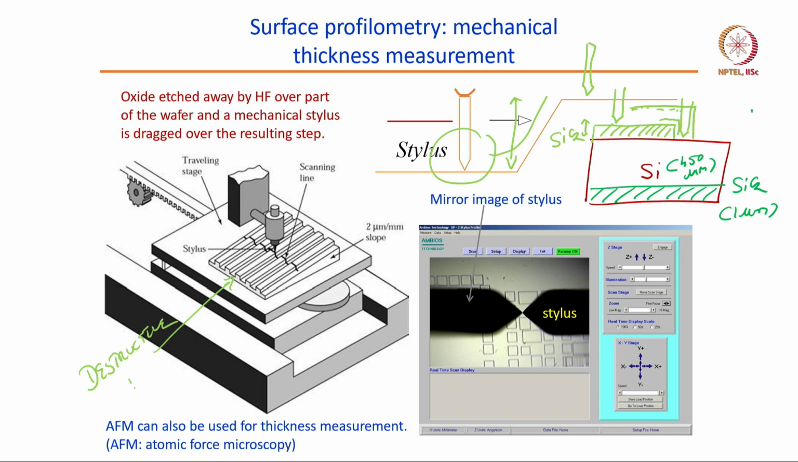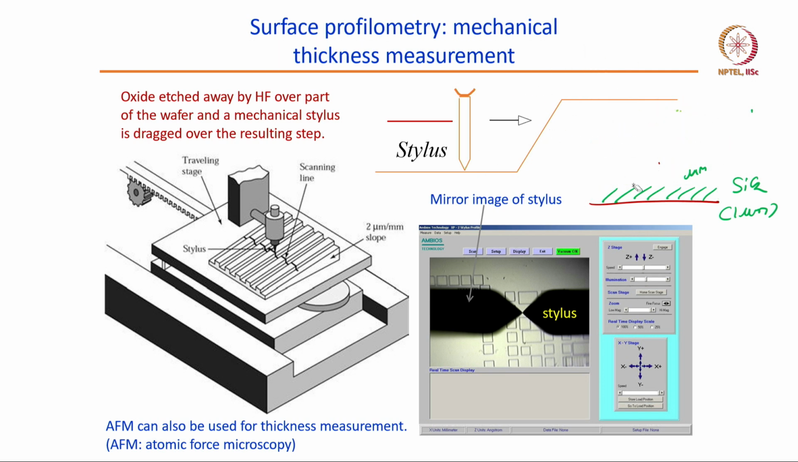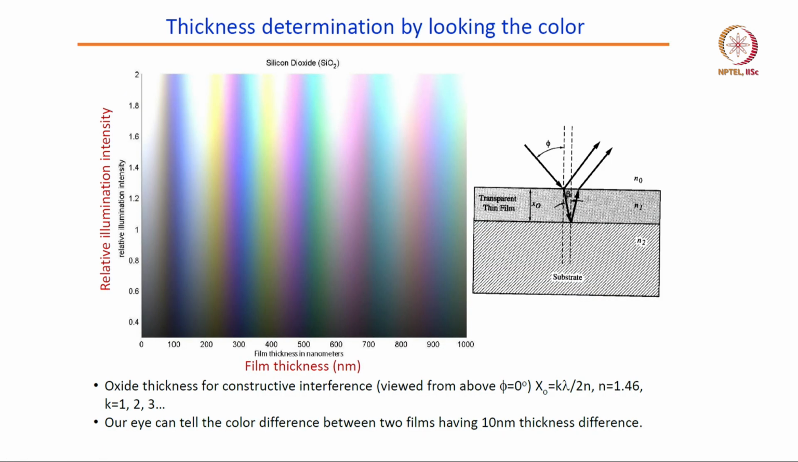Why? Because we are etching silicon dioxide to create certain patterns, and these patterns are used for measuring the thickness of silicon dioxide. This is a mirror image of the stylus in this particular case, which is shown in the photograph, and then there is a UI through which you can control the stylus, and you can know the exact thickness of silicon dioxide. So, let us move to the next way of measuring silicon dioxide.